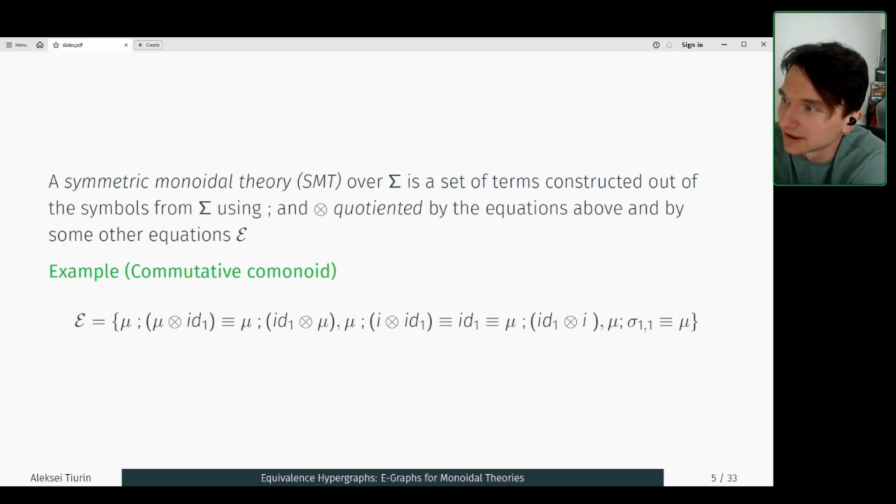So a symmetric monoidal theory over some signature is just a set of terms constructed of the symbols from the signature by using the parallel and sequential compositions, modulo the equations above and possibly modulo some other equations that arise from the domain. So for example, the theory of commutative monoids is the theory constructed from the mentioned signature plus the built-in equations and plus the equations below, which are, as before, just the associativity, commutativity, and the unitality equations, but for the monoidal version of the operator.